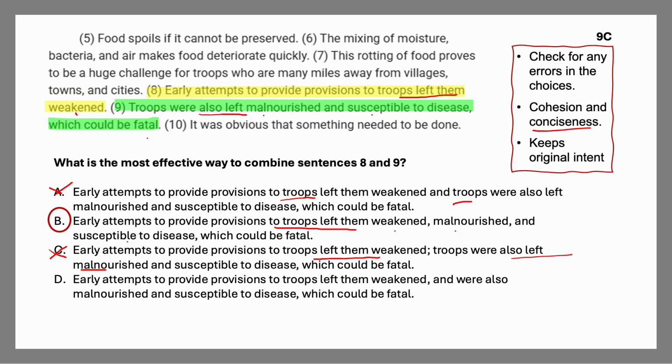And then finally, D, early attempts to provide provisions to troops left them weakened and were also malnourished and susceptible to disease, which could be fatal. This is just a bad structure of phrasing. So early attempts to provide provisions to troops left them weakened and were also malnourished. So were also malnourished. That latter part, we're not seeing who was malnourished, right? This right here is really messing up that sentence flow.